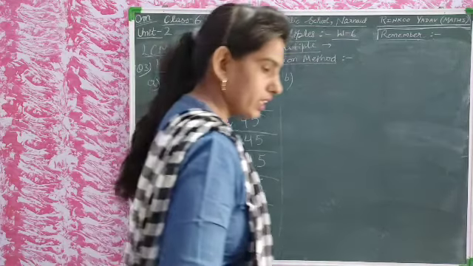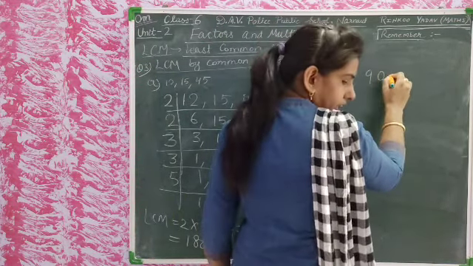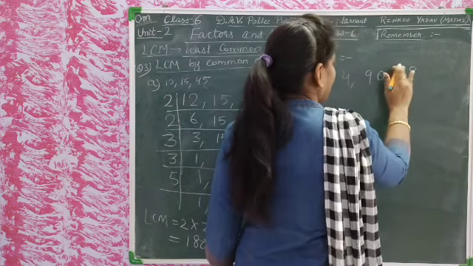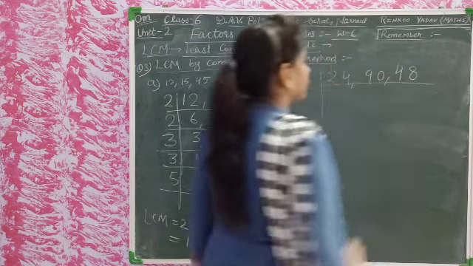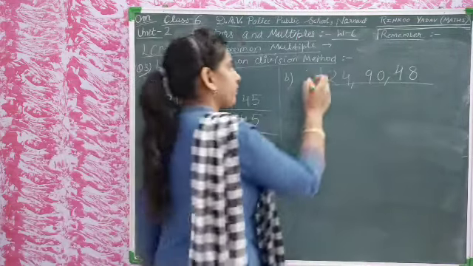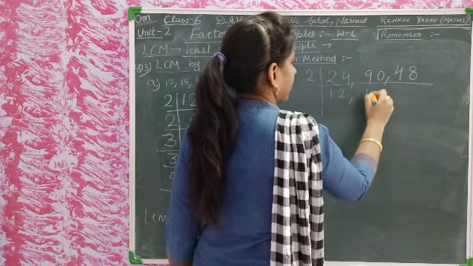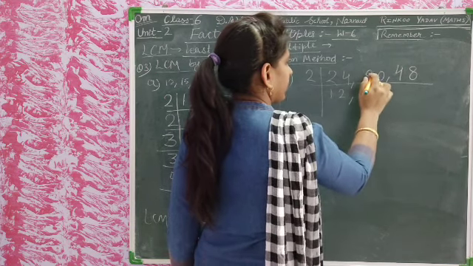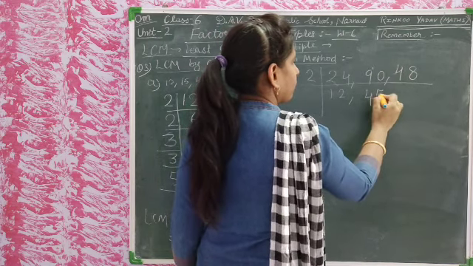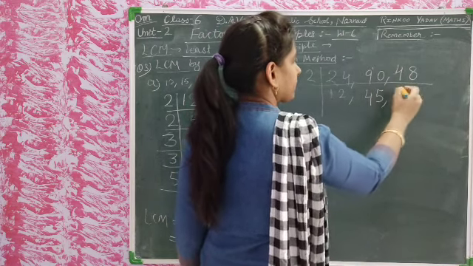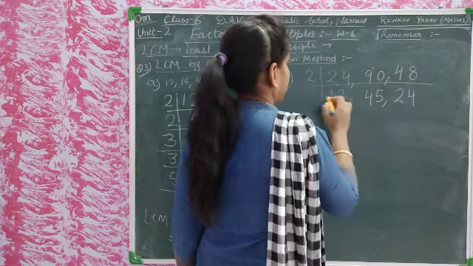Now we will go to part B. There is a part B here, that is 24, 90 and 48. First tell me which number divides these. Yes, 2. 2 will divide. 2 into 24 is 12. 2 times 4 is 8, less than 9. 2 times 4 is 8 and 1 is remainder here and this is 10 here. 2 times 5 is 10. Is this clear? 2 times 2 is 4, 2 times 4 is 8.